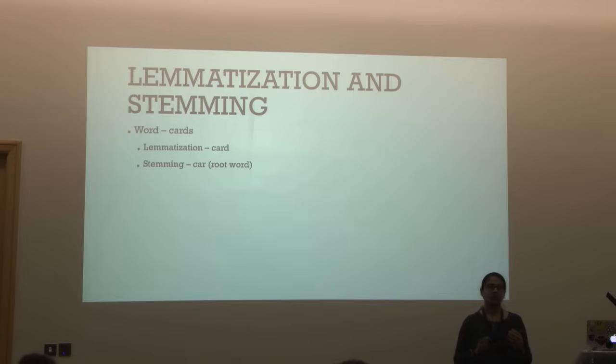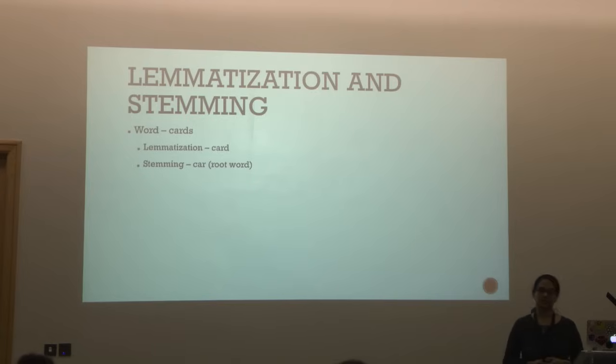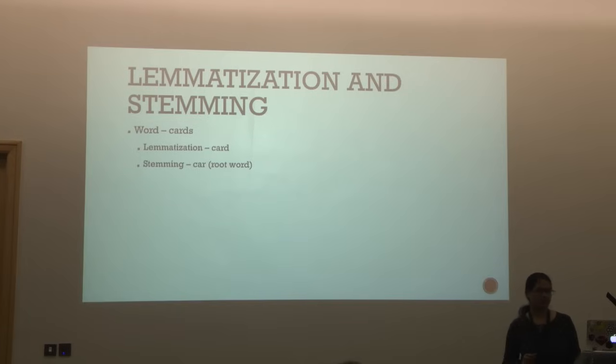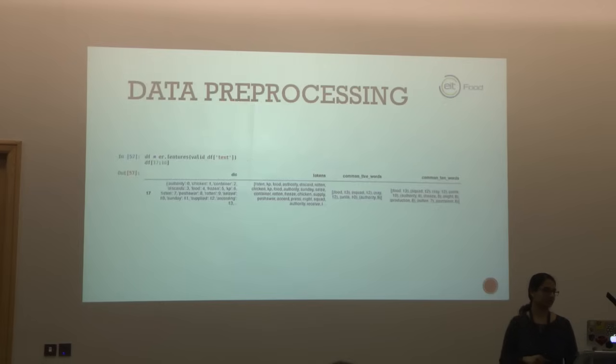For example, my word was cards, but when I do lemmatization, it will go to the root word for that particular word without changing the meaning. So I'll get card with lemmatization, but with stemming, instead of card, it will be car. So the meaning will change entirely. That's the difference between stemming and lemmatization. So I decided I need to get the correct meaning, so I used lemmatization there.